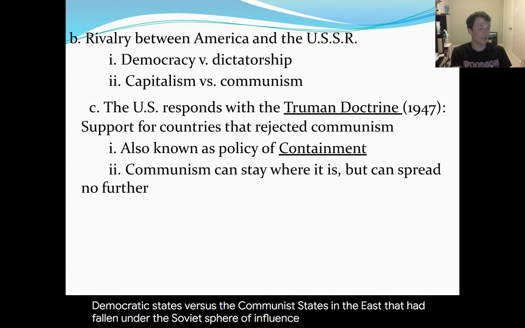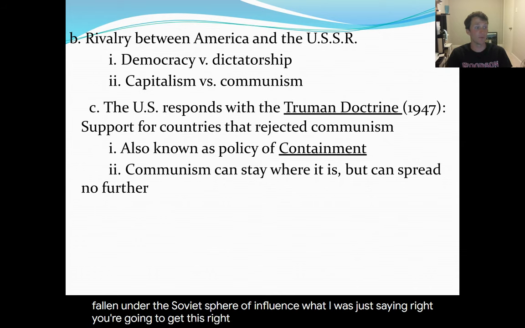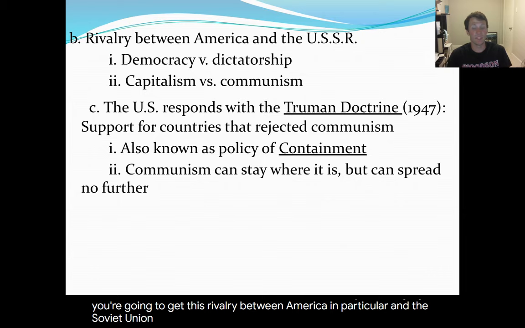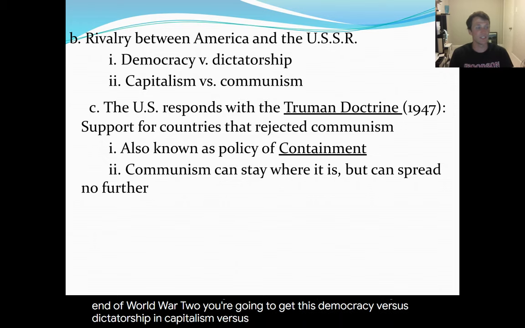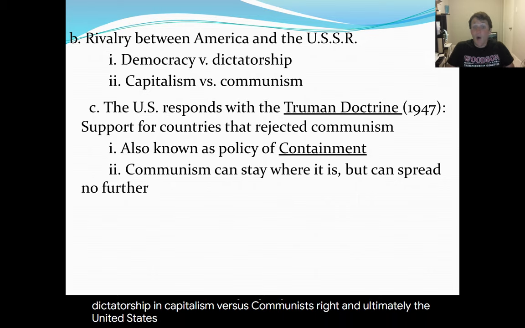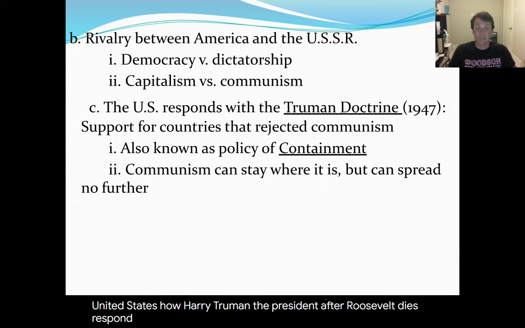So that's what I was just saying. You're going to get this rivalry between America in particular and the Soviet Union, America being the lone superpower following the end of World War II. You're going to get democracy versus dictatorship and capitalism versus communism. And ultimately, how Harry Truman, the president after Roosevelt dies, responds is by issuing what becomes known as the Truman Doctrine, and this is going to be really important.